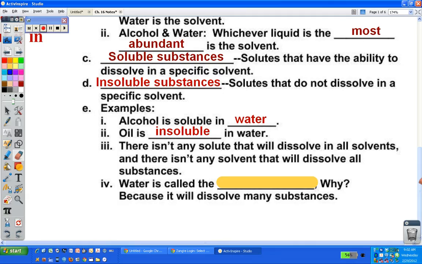There isn't any solute that will dissolve in all solvents, and there's no solvent that will dissolve all substances. Water doesn't dissolve everything. You may hear water is the universal solvent. No, it's not universal. It dissolves a lot of stuff, but not everything. Water is called the universal solvent because it dissolves a whole lot of stuff, but not everything.